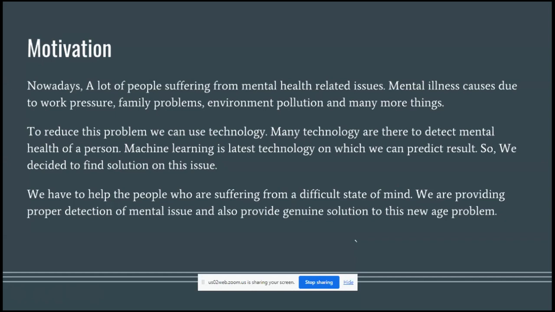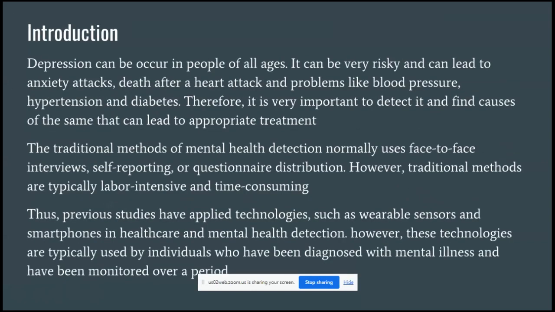Machine learning is the latest technology with which we can predict the results. So we decided to find a solution to this issue. We want to help the people who are suffering from a difficult state of mind. We are providing proper detection of mental issues and also providing a genuine solution to this new age problem. The introduction is about how depression can occur in persons of all ages.